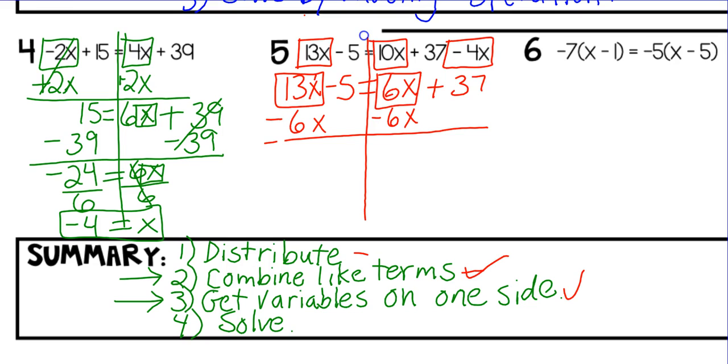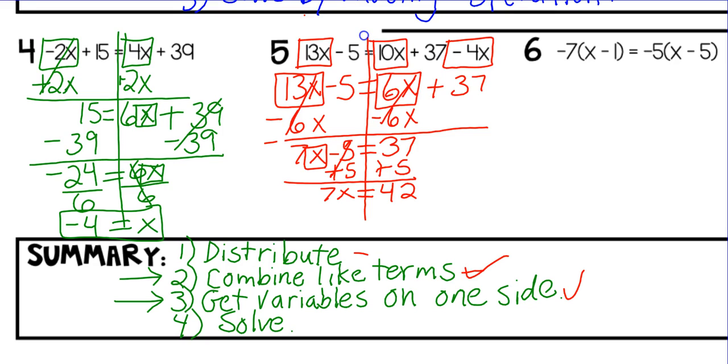Okay. And then now I have 7x minus 5. This cancels out, and I have 37. And I'm solving for x. I undo my subtraction. I add 5 to both sides. This cancels out. 7x. Oops, oh, that's terrible. It's not me, it's the pen. Equals 42.